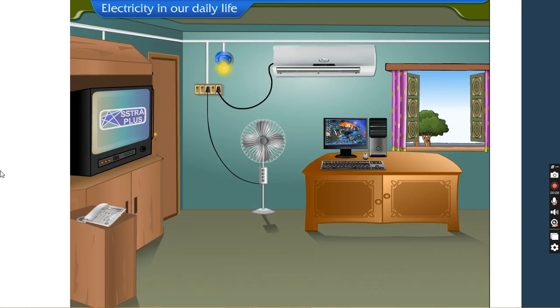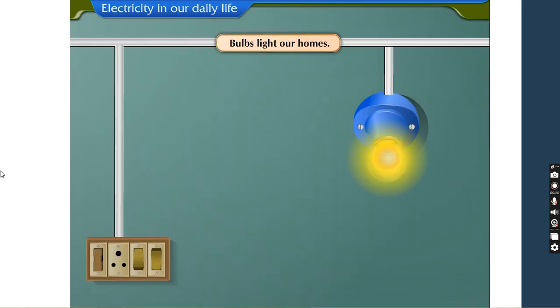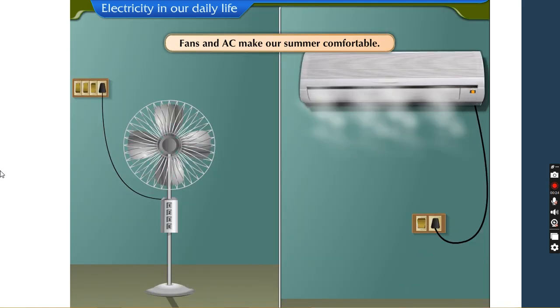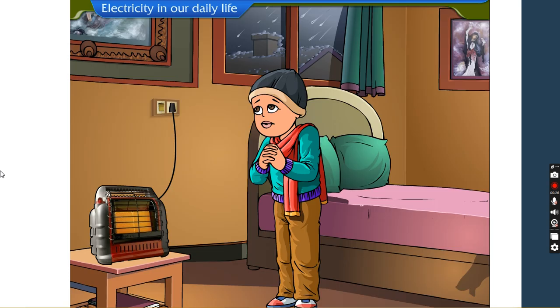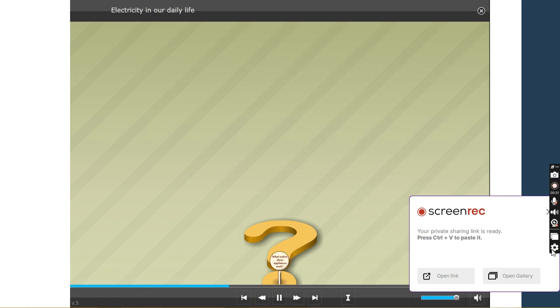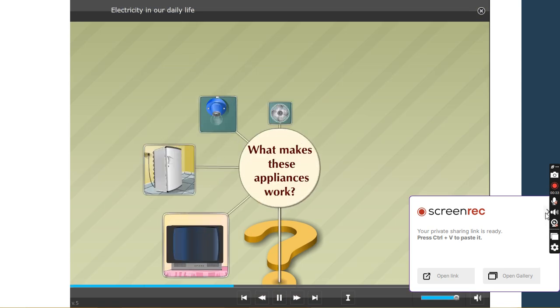Our life is made comfortable and easy by many appliances we use. We use bulbs to light our homes. We use fans and ACs to make our summers comfortable. In winters, we use heaters to keep our homes warm. What makes these appliances work?